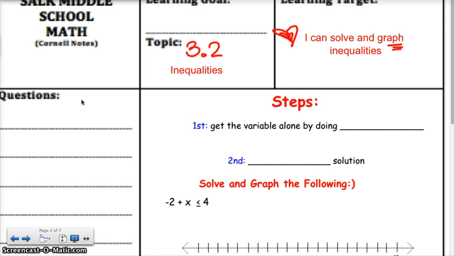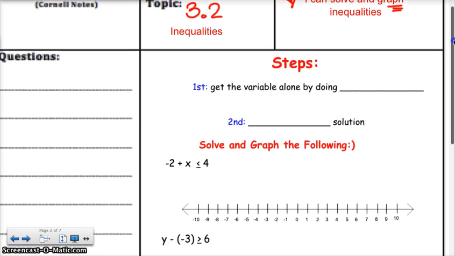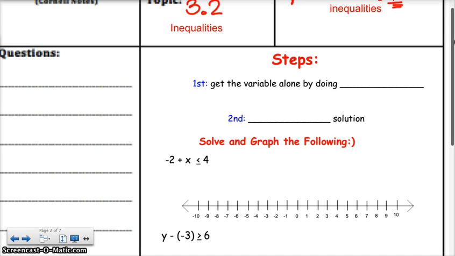So the first thing that we're going to want to do is get the variable alone by doing the inverse operations. Remember, inverse is really like doing the opposite. That's how a lot of brains think of it. We do the inverse operation. And then secondly, you're going to graph. So the only difference with linear inequalities is you don't have an equal sign and you have to graph the solution.